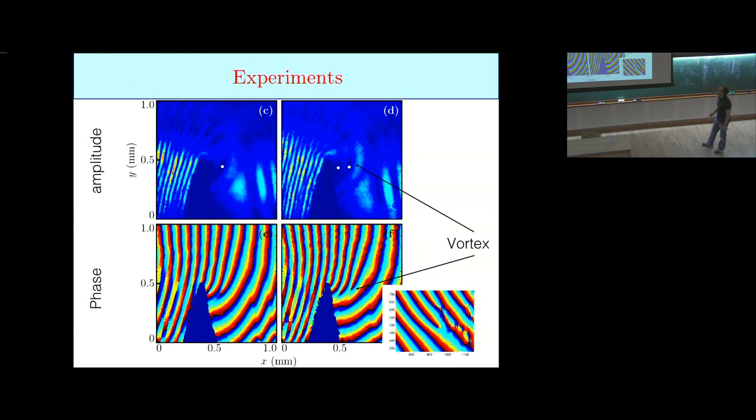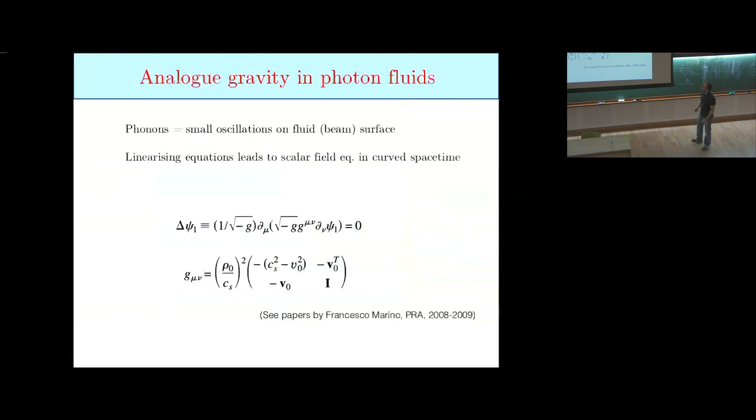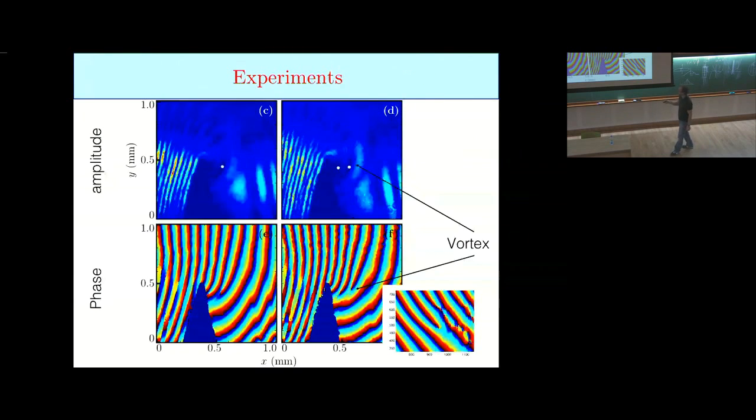Okay, so this really proves that our fluid is behaving as it should. It's a superfluid, flows around an obstacle at high speed, and sheds off quantized vortices. Okay, so yes, we published this work in a PRA paper.